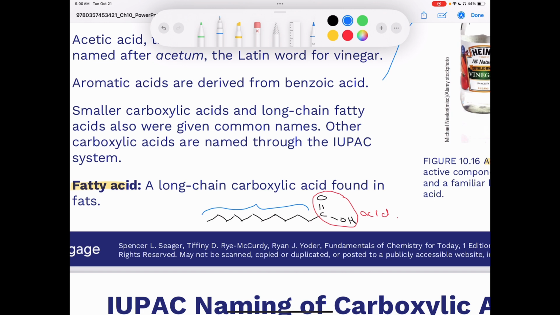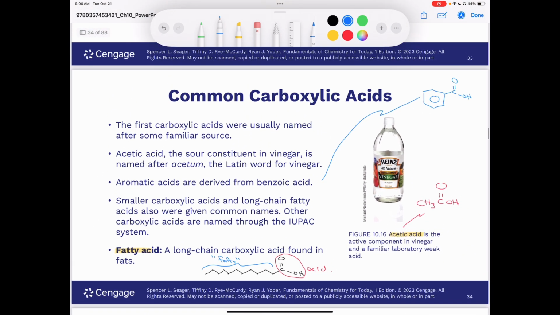It is hydrophobic. And so this would be the fatty portion, right? Because fats are hydrophobic. So that's where the word fatty acid comes from. And fatty acids come from the hydrolysis of triglycerides. So if you think about animal fats, animal fats are treated with a base to make fatty acid salts, and those are what's used in soap.